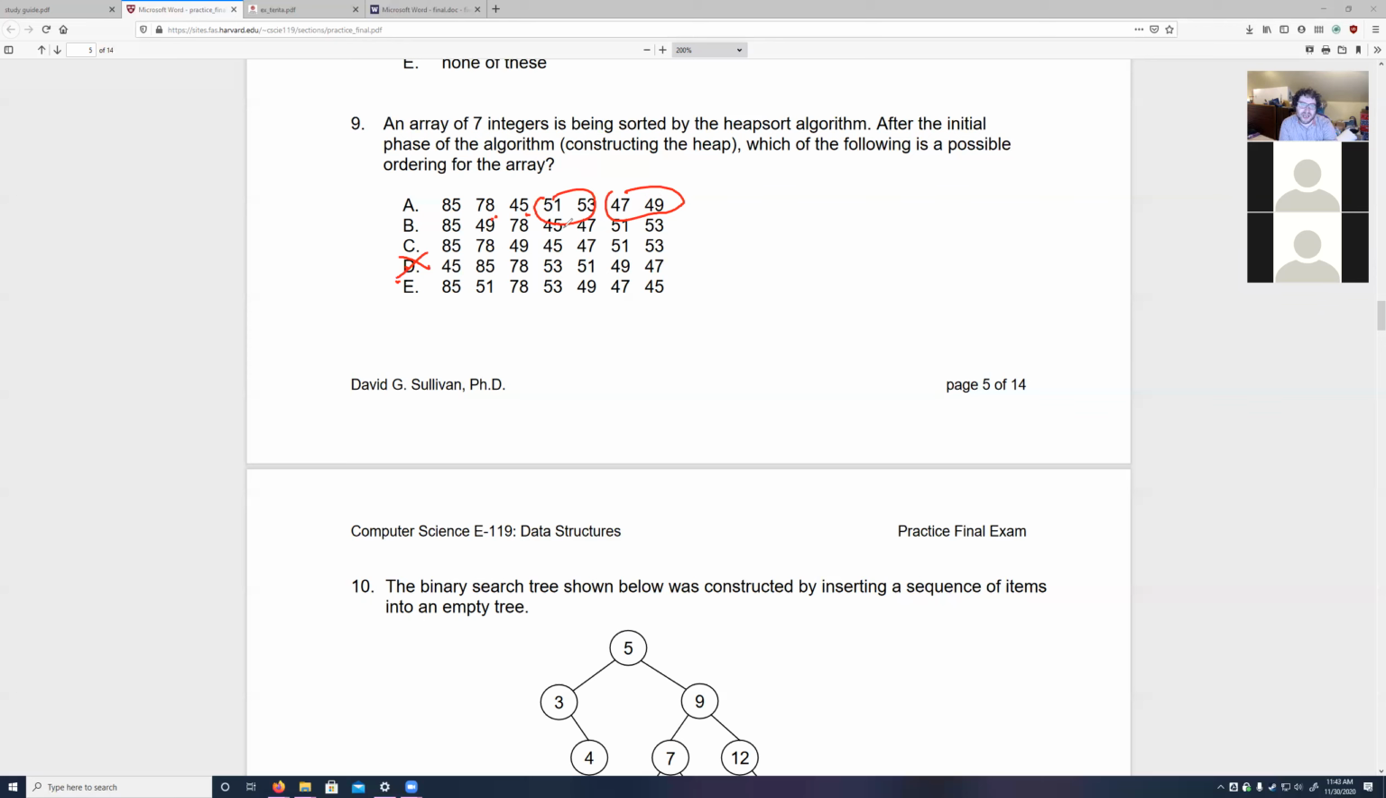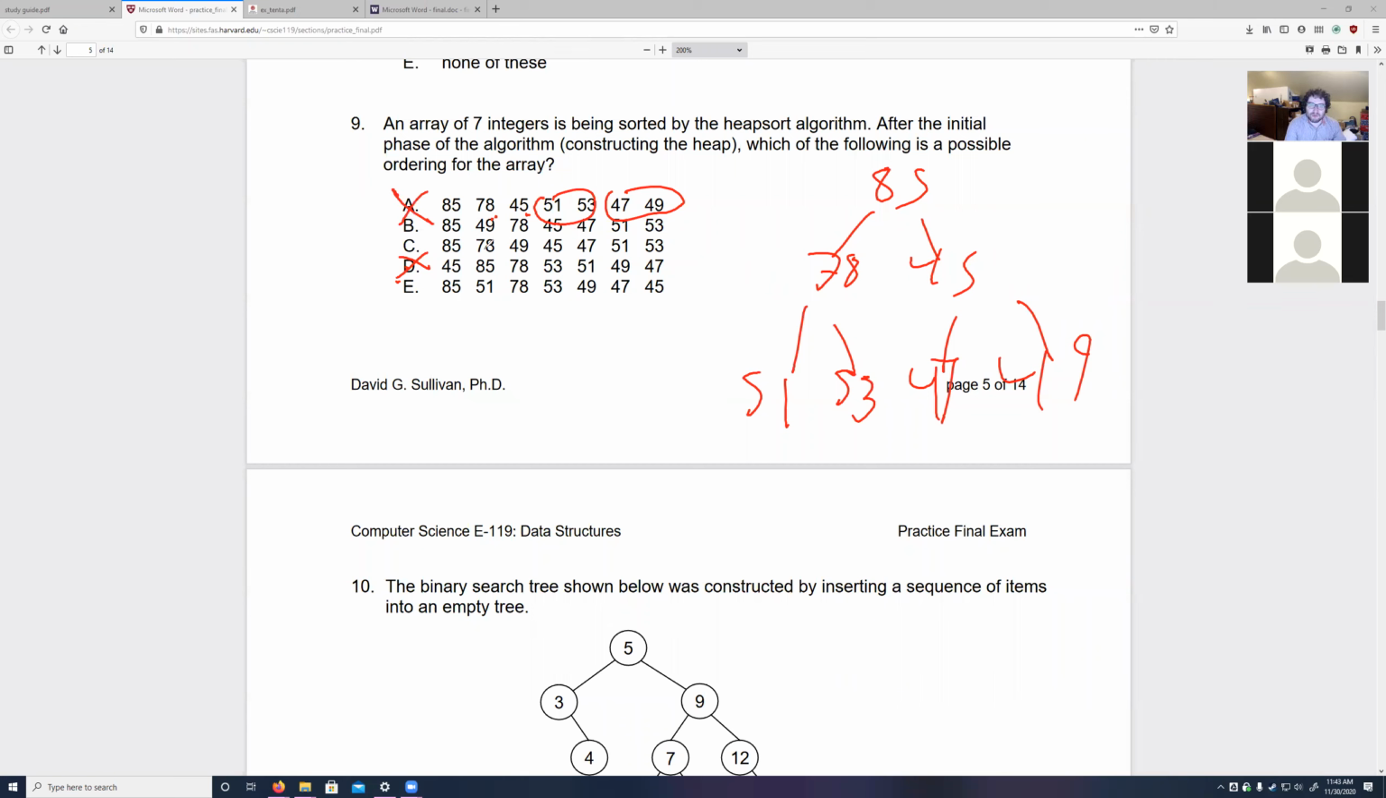And basically, you've got to say, hey, is the root larger than this? So let's look at, I'll draw out the first one for you. 85, 78, 45, 51, 53. So we're looking good so far. 47 and 49. So 45 is smaller than its kids, and that's a violation of the max heap property. The parent has to be bigger than both its children. So it can't be A. What about B?